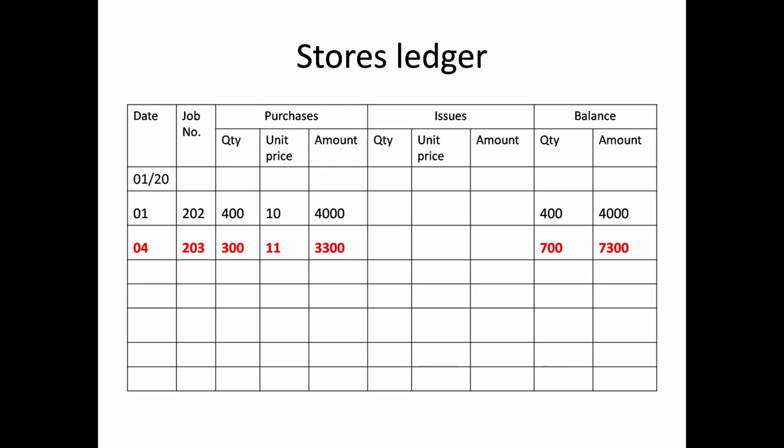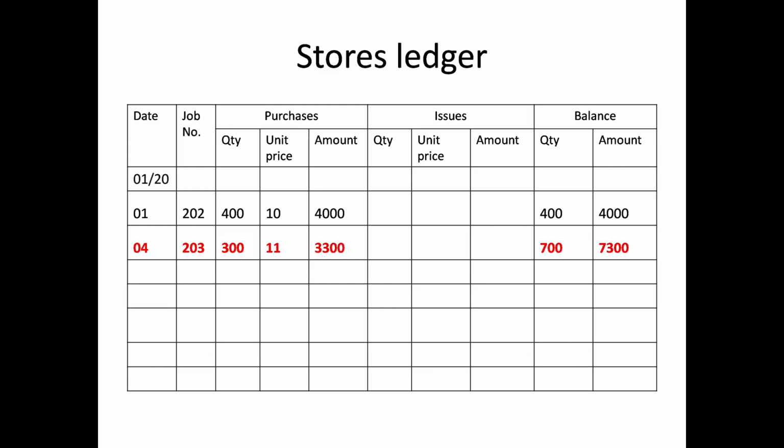300 units for job number 203 at 11 per unit. So under quantity 300. Under job number it's 203. Unit price 11. Now calculate the amount. 300 multiplied by 11. 3300.